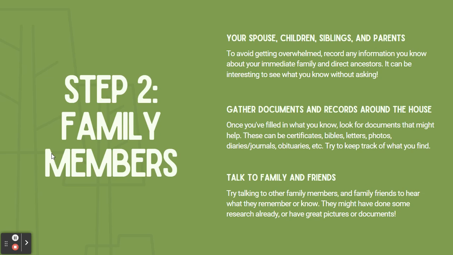So these can be things that can help you fill in information, even on vital information. Maybe you have birth certificates or death certificates around the house. Or it can just give you information about a person's life. So things like diaries, obituaries, letters, family Bibles, stuff that you have that maybe you haven't looked at in a while, that's just around the house. And when you're doing this too, you want to try and keep track of what you find, just so you know what you have, basically.